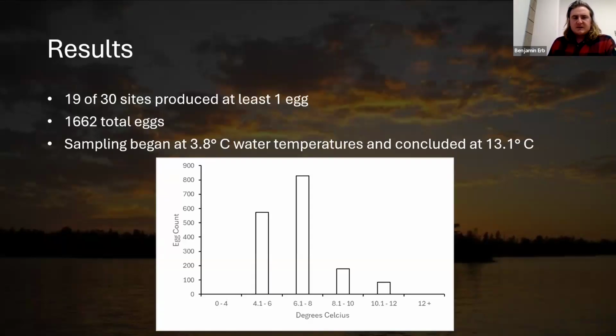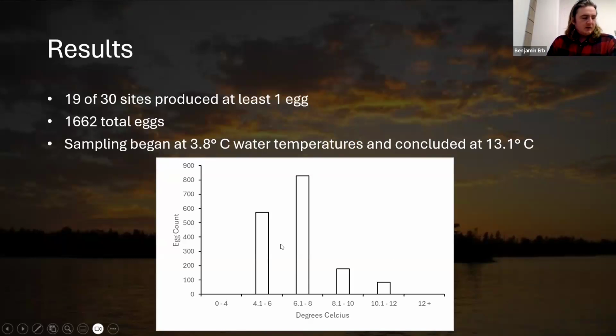So to get into our results a little bit here, we had 19 of 30 sites produce at least 1 egg. We had a total of 1,662 eggs over the course of our study period. Our sampling period began at 3.8 degrees Celsius water temperature and then concluded at 13.1 degrees Celsius.